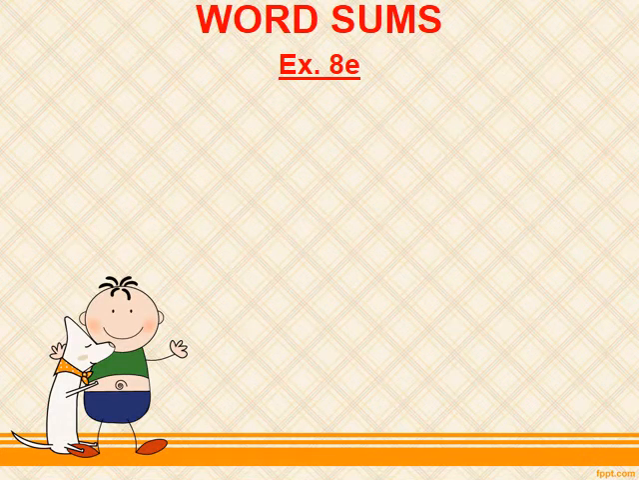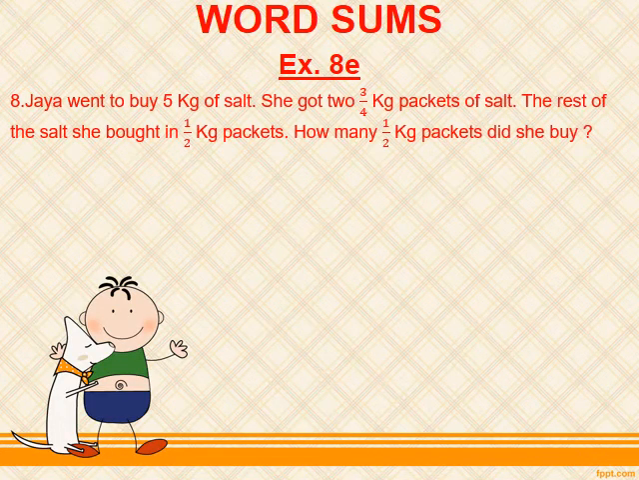Now children, let's come to the last question of this exercise, which is question number 8. The question is, Jaya went to buy 5 kg of salt. She got 2 3 by 4 kg packets of salt. The rest of the salt she bought in 1 by 2 kg packets. How many 1 by 2 kg packets did she buy? So let us see how we are going to solve this word sum.